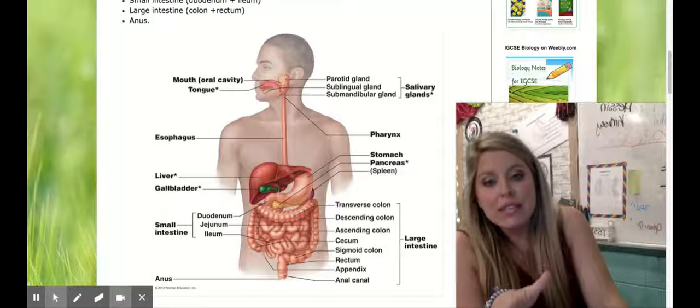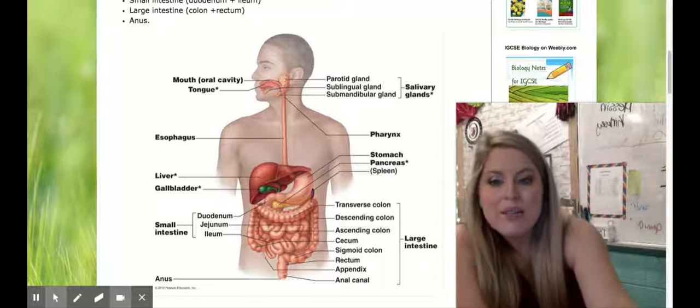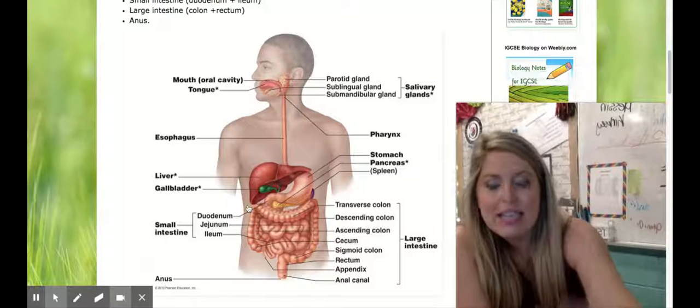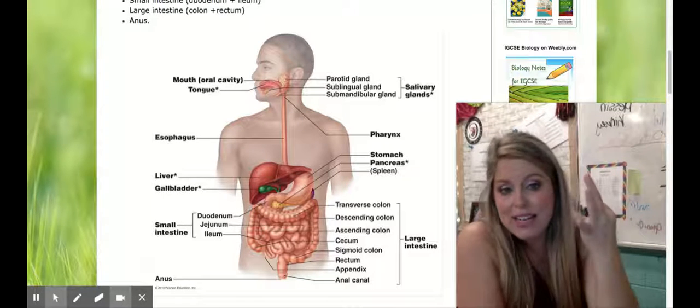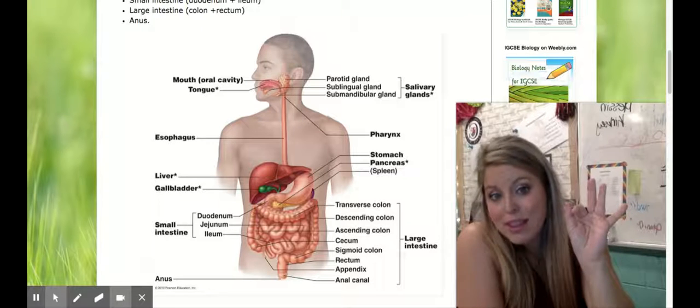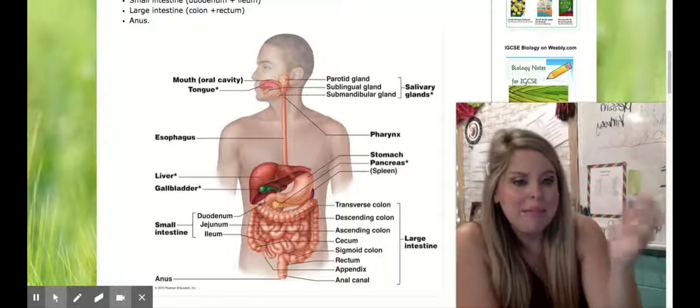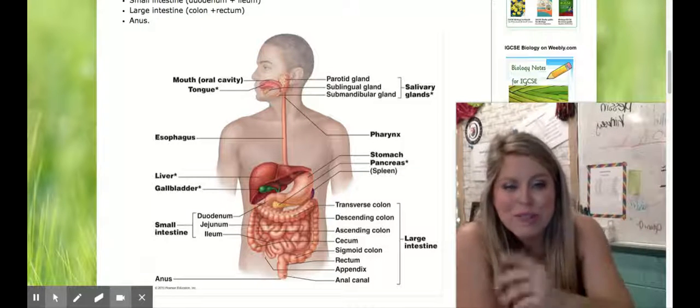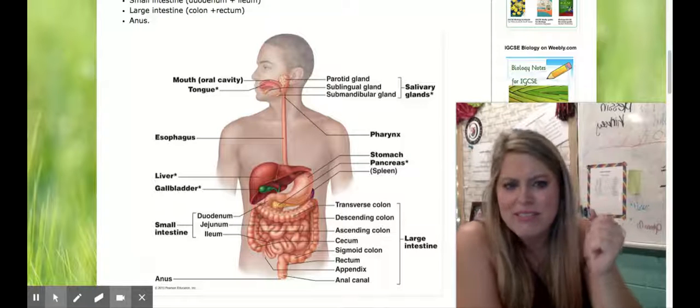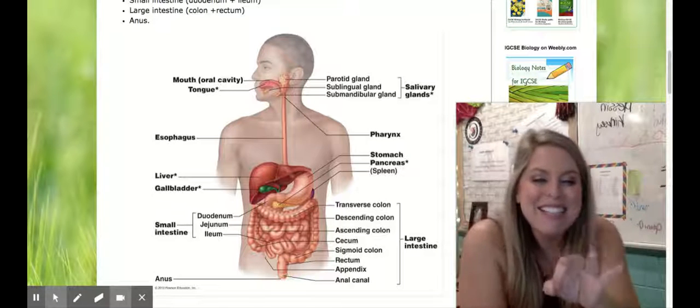Once food leaves the stomach, it's going to enter into the small intestine. The small intestine can be divided into 3 parts: the duodenum, the jejunum, and the ileum. My kids have always loved to say the word jejunum. It's kind of fun. You should just do it right now. Jejunum. Okay, that's the small intestine.